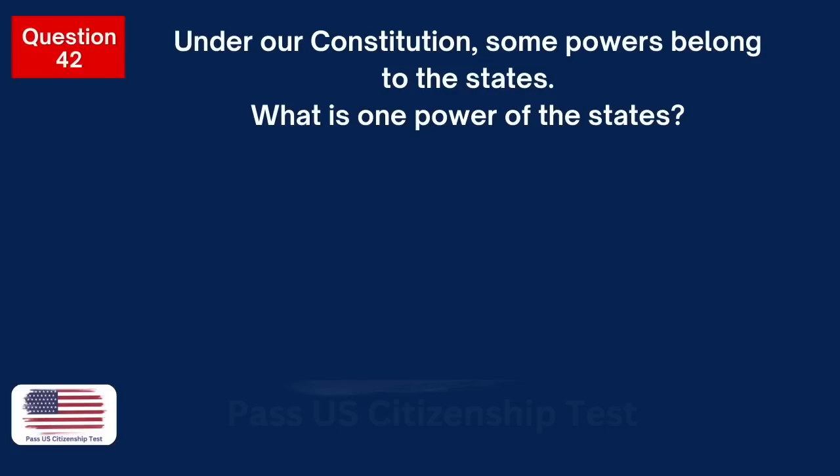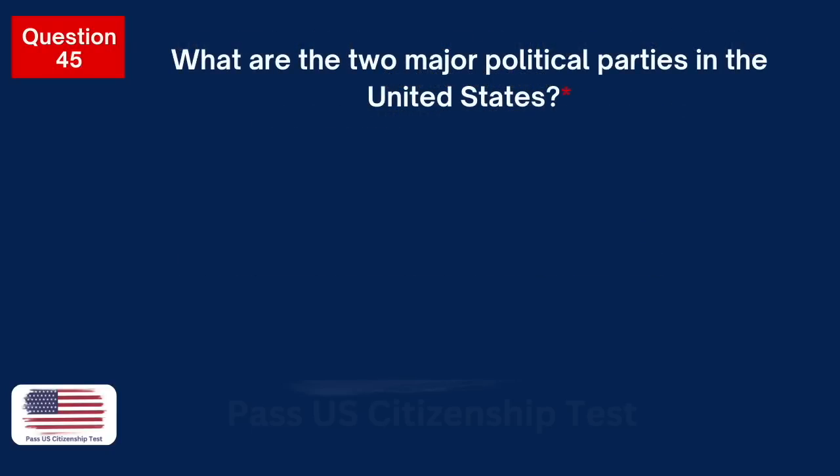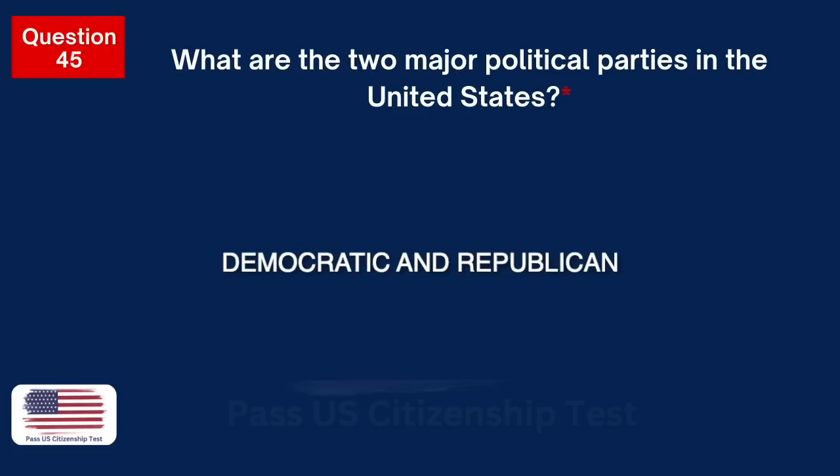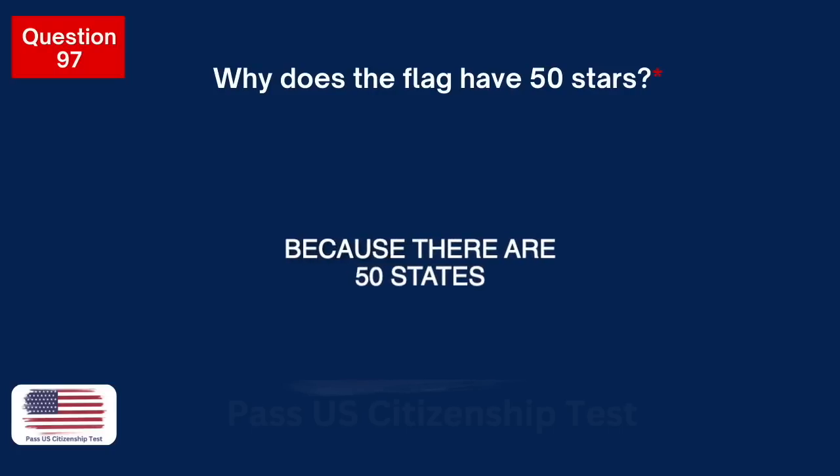Under our Constitution, some powers belong to the states. What is one power of the states? Provide schooling and education. What are the 2 major political parties in the United States? Democratic and Republican. Why does the flag have 50 stars? Because there are 50 states.